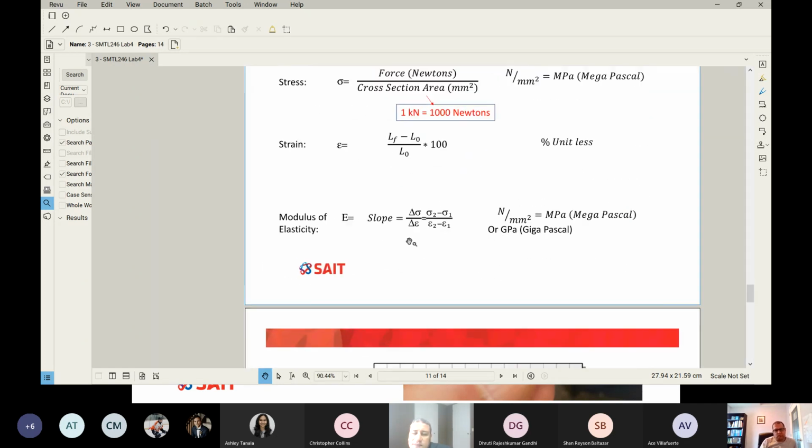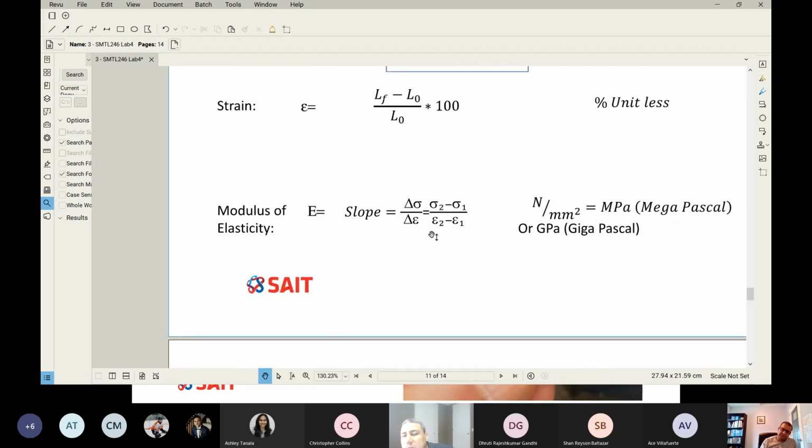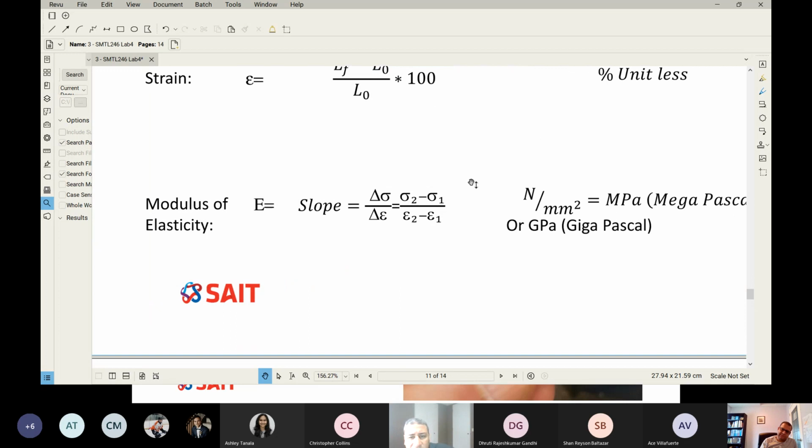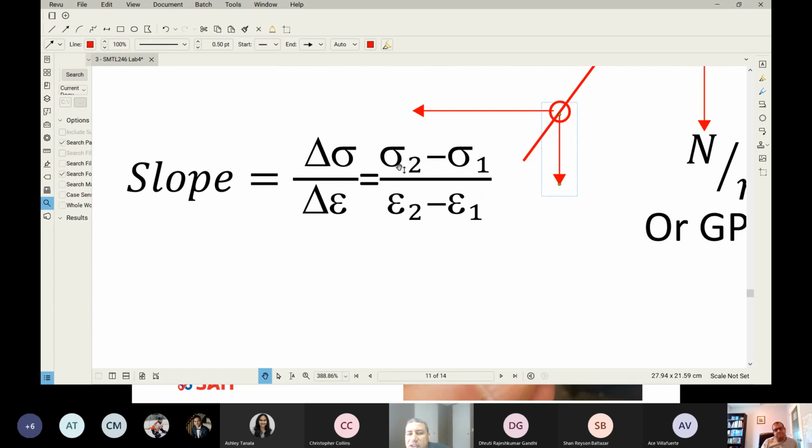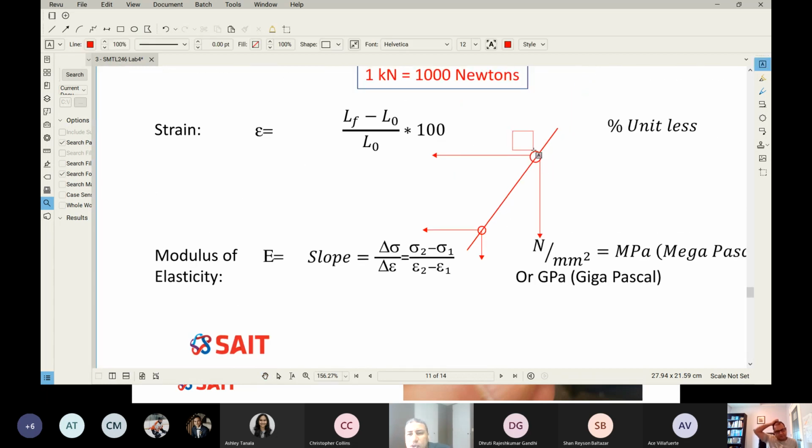The modulus of elasticity is simply the slope of the line, where you can pick any 2 points on the line. For example, this is my line. I can pick 1 point here, and 1 point here, and I can read the stress, go this way, read the strain, and simply this is how you find the slope, which is stress number 2 minus stress number 1 divided by strain number 2 minus strain number 1, given that this is point 2, and this is point 1.